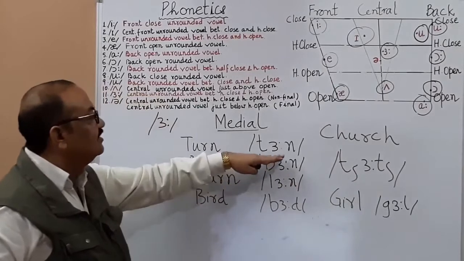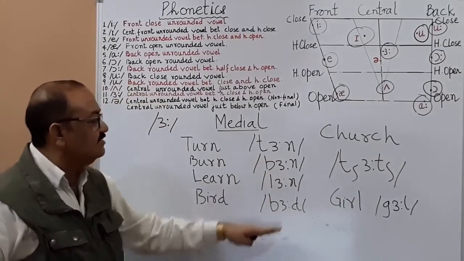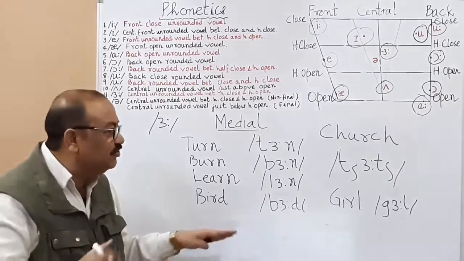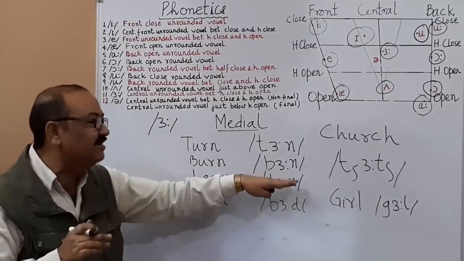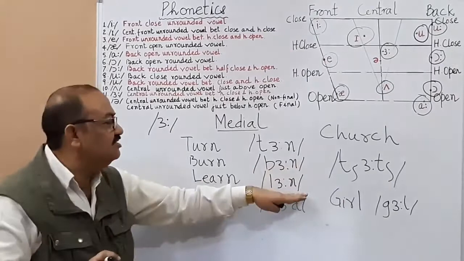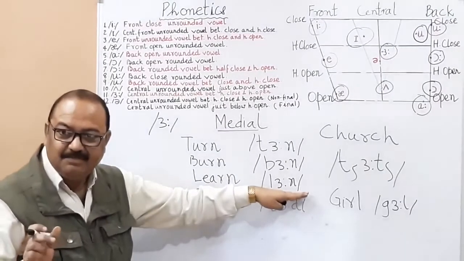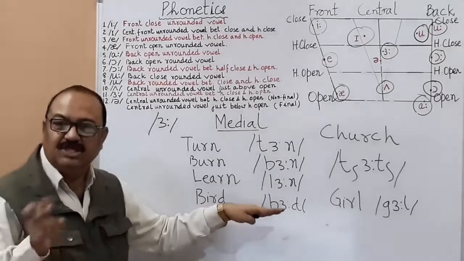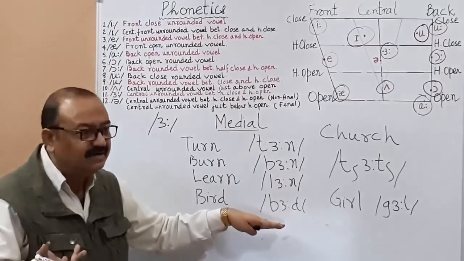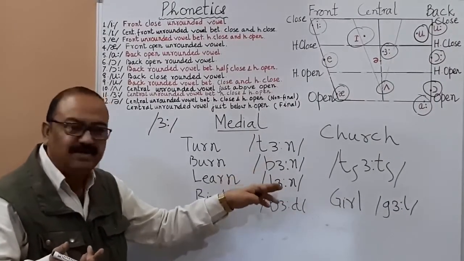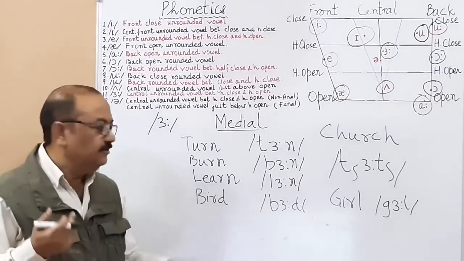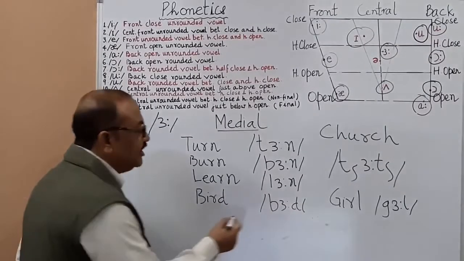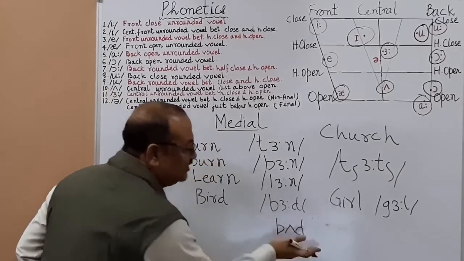Church. Turn. Burn. Learn. Bird. Since your ears are accustomed to listening to ra sound, even if I'm not pronouncing ra, you would hear that I'm saying ra. Burn. I'm not saying ra. Learn. I'm not saying ra again. But Indian ears are accustomed to listening to ra sound. That's why if somebody says bird, then also they listen as though the word is pronounced with ra. It's not turn, it's not burn. There's a difference.